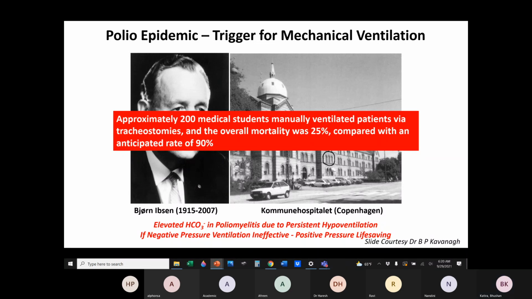So after this, we started thinking, okay, maybe positive pressure ventilation can be used in acute respiratory conditions and can be brought into more continuous management, like days after days, not just for a few hours of surgery.